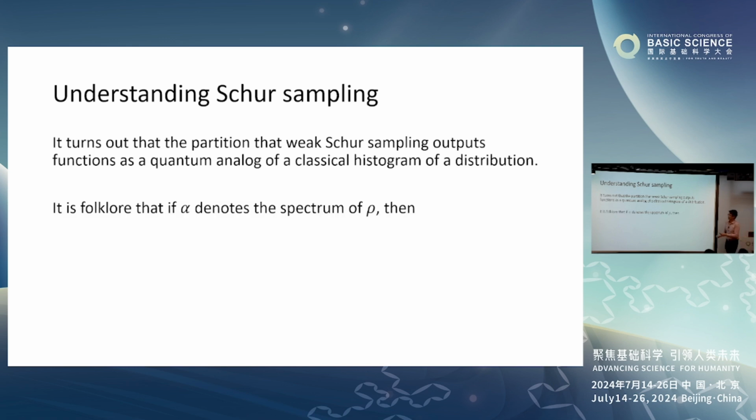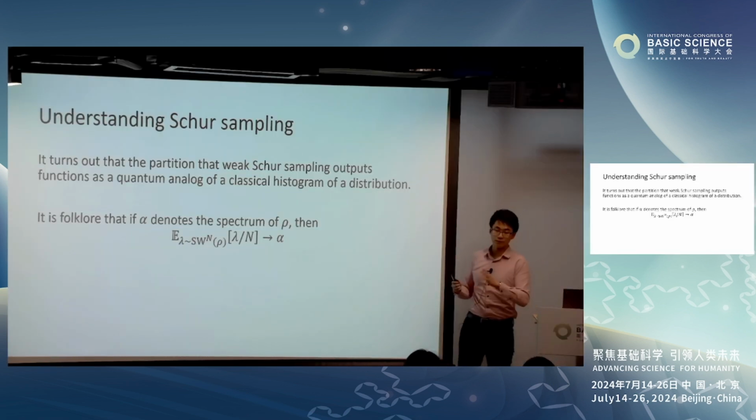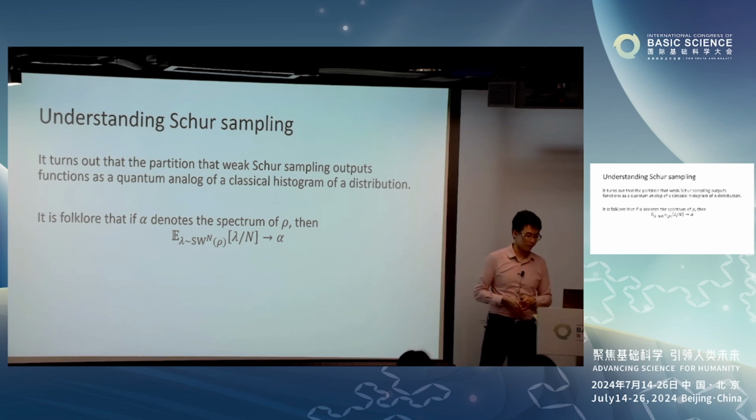In particular, it's well known, for instance, that if alpha denotes the eigenvalues of rho in decreasing order, and I draw from the Schur-Weyl distribution, so I draw one of these histograms, or these partitions, and I divide it by n, this quantity approaches the eigenvalues alpha of rho asymptotically. So this is why there's some combinatorial connection between weak Schur sampling and these spectral properties. It's actually biased, but the expectation tends to alpha as n goes to infinity. And the variance can also be controlled.